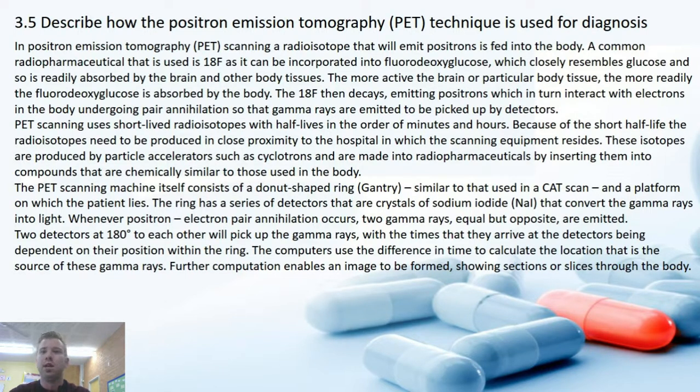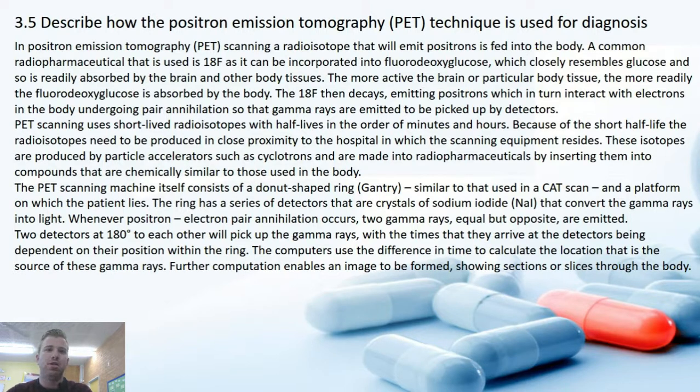So when 18F decays, it emits positrons, which will then interact with electrons, annihilate and then produce two gamma rays that are emitted and then picked up by the detectors. I've mentioned that technique in 3.4.